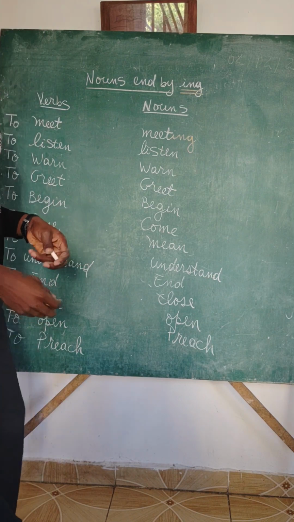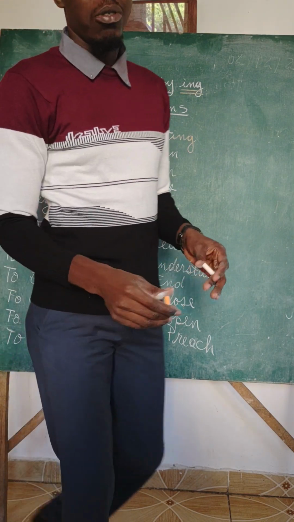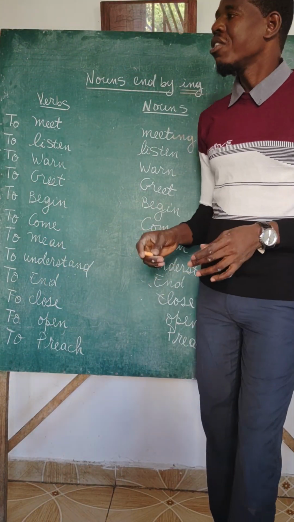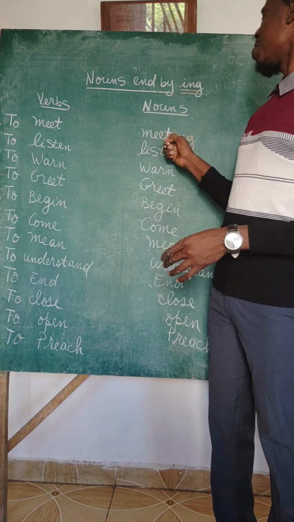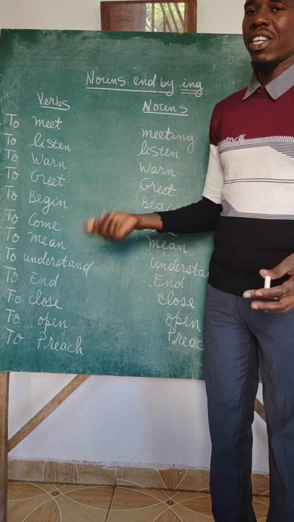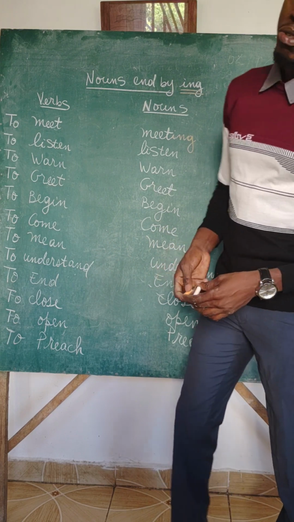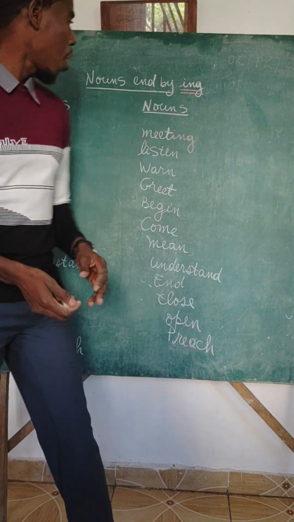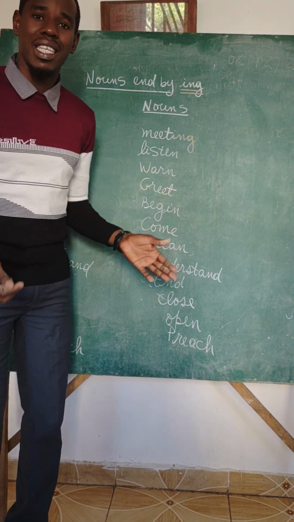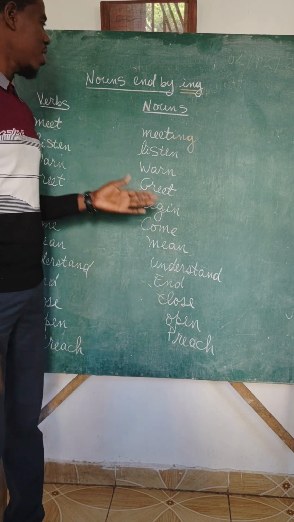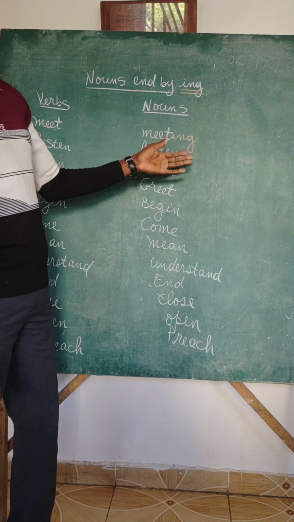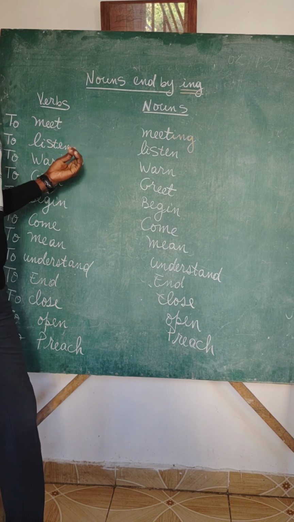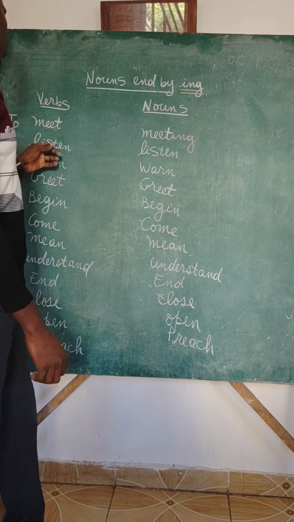It's a pleasure to meet you. The meeting is at 7 o'clock. Or, it's a pleasure to meet you at the meeting. To meet is a verb. Meeting is a noun.